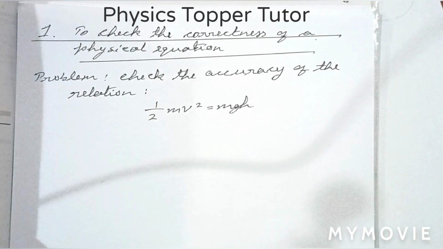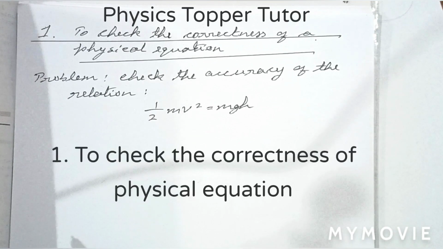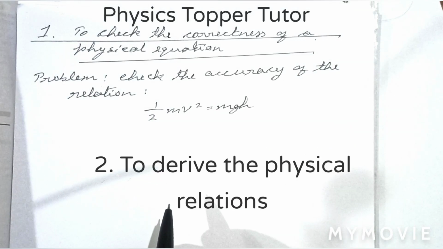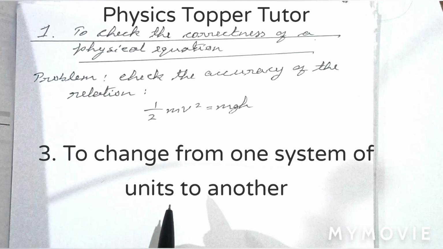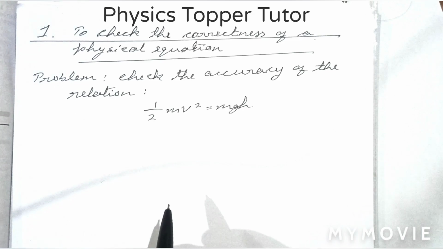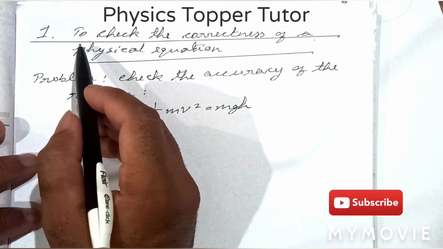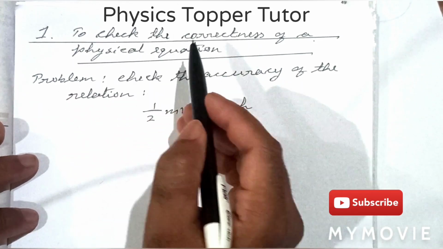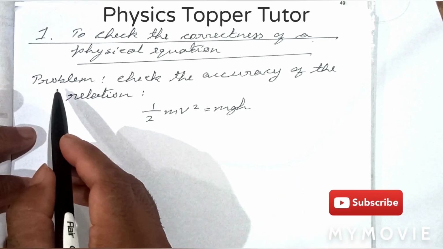So there are three important applications of dimensional analysis. One is to check the correctness of a physical equation, another is to derive the relation between different physical quantities, and the third is to change from one system of units to another. Now the first one: we shall do the first application of dimensional analysis, to check the correctness of a physical equation. Here we have a problem.